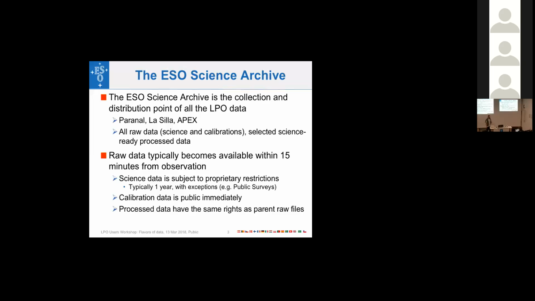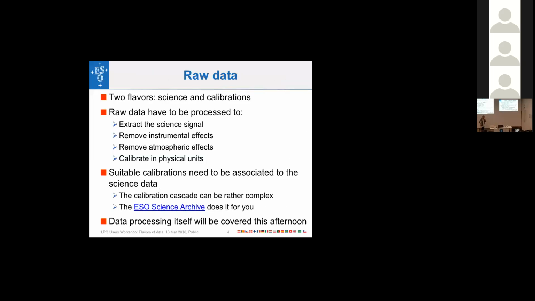There are exceptions. There are things, for example, called public surveys, in which also the raw data is public immediately. Calibration data is public immediately as well, but they don't have typically a lot of use without the science data that go with them. And processed data inherit the same proprietary rights as the raw data. So if there is a processed file and the raw data is protected, the same applies for the processed file. So much for the bureaucracy of it.